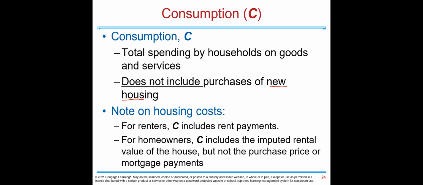For homeowners, C includes the imputed rental value of the house, but not the purchase price or mortgage payments. So if you own the house, then you assume that if you rented this house, how much you would earn should be included in C, but not the purchase price or mortgage payments.